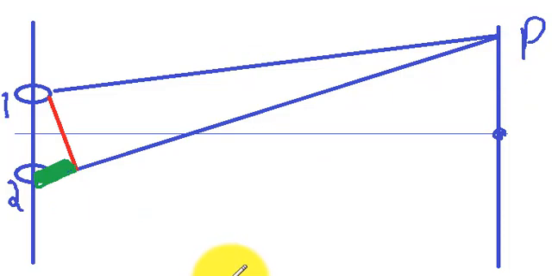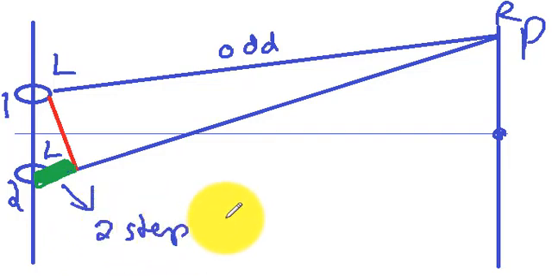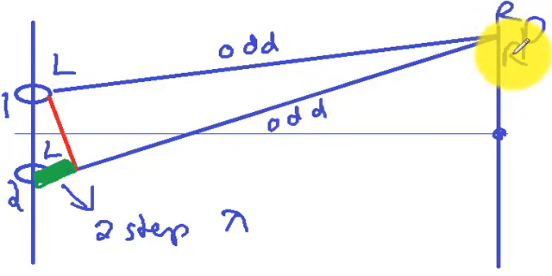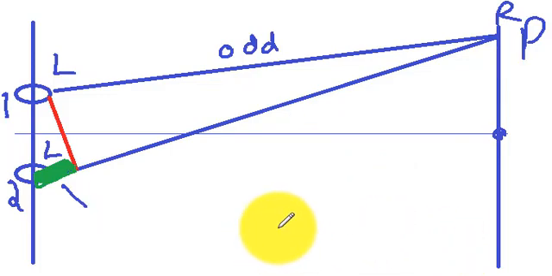Need more explanation? Say he starts with the left, this is also starting with the left. This is taking odd number of steps, so this will be right hand. I told you the difference is two step. 2 step means lambda. So if that is odd, odd plus 2, this will also be odd. So he will have his right hand. So both are in the same phase. So they will meet in same phase.